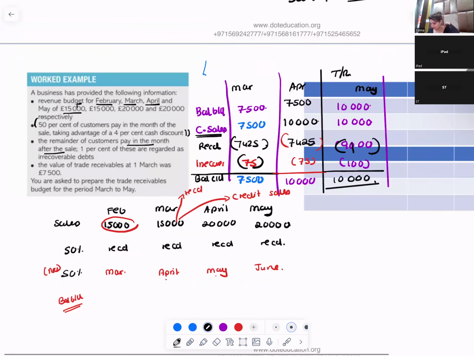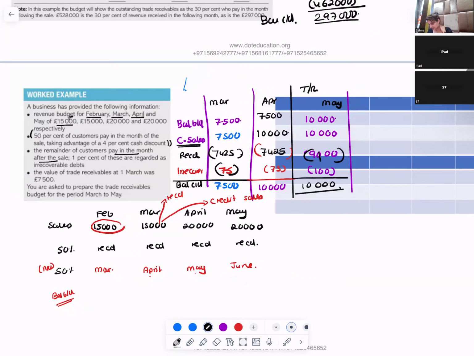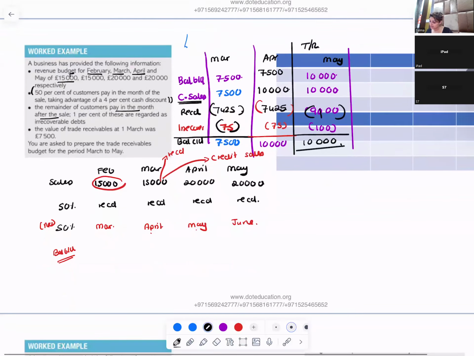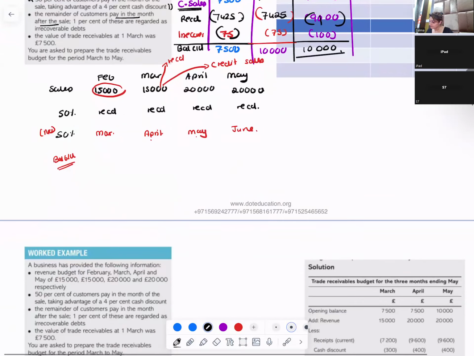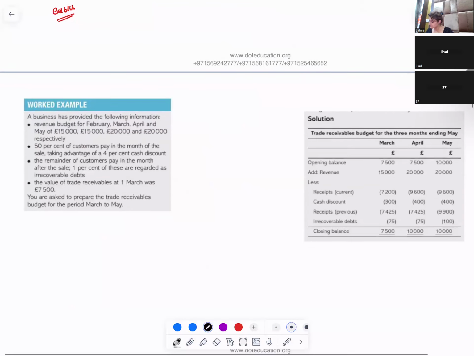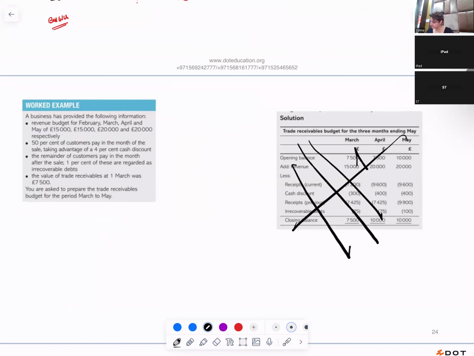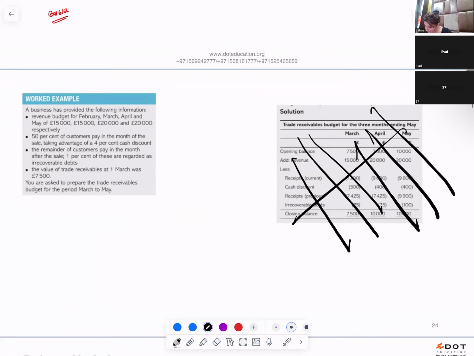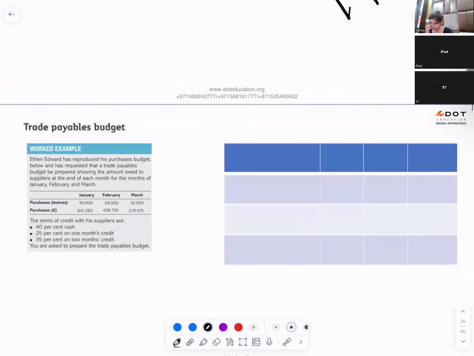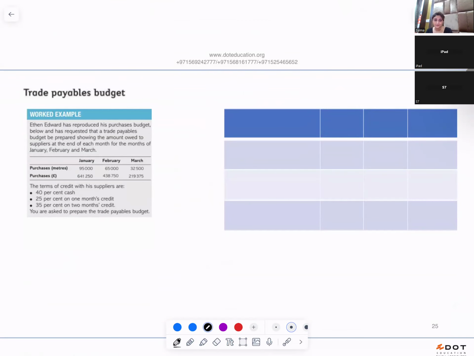You understood the trade receivable budget and the irrecoverable debts part? Yes. Okay, fine. This format is different, we are not doing it by this format. But it's the same thing, Miss Cynthia. They write the revenue first, then they minus the current receipts, then the cash discount, then the previous receipts and the previous irrecoverable debts. It's time consuming, but you still get the same closing balance.